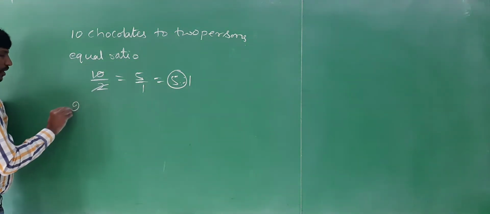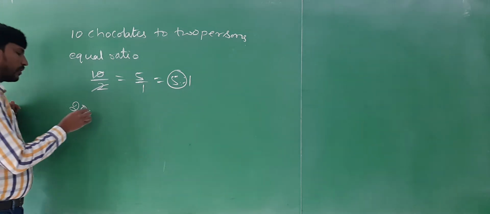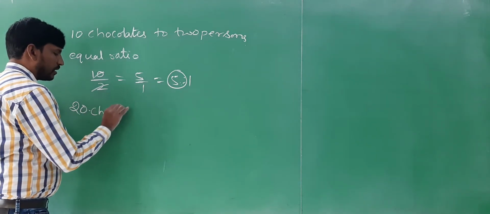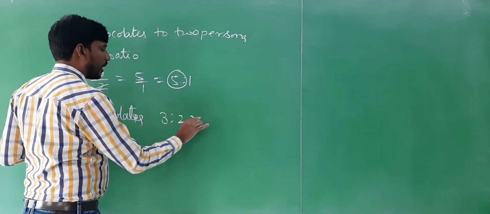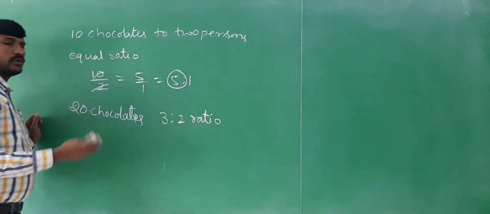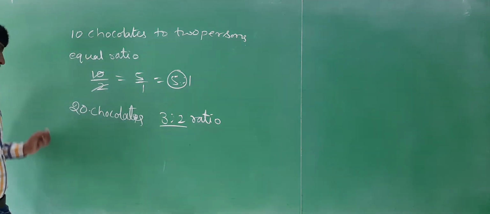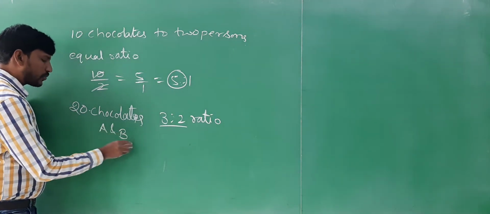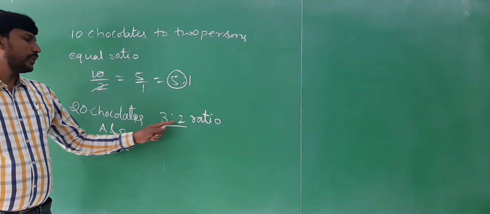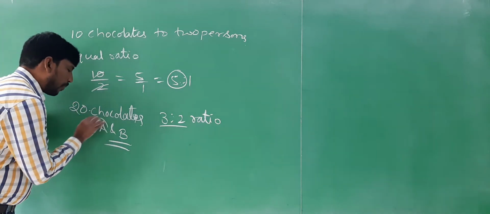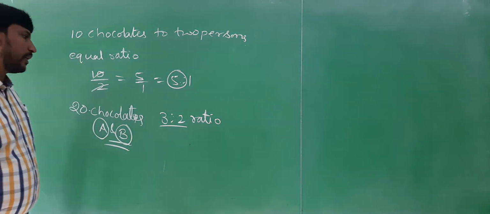Suppose I have 20 chocolates, right? Now I want to divide these 20 chocolates in a 3:2 ratio. I want to give to 2 people, A and B, 2 students. I have 20 chocolates. I should give A and B in a 3:2 ratio. Then how many chocolates will A get? How many chocolates will B get? Clear? How to find out here?